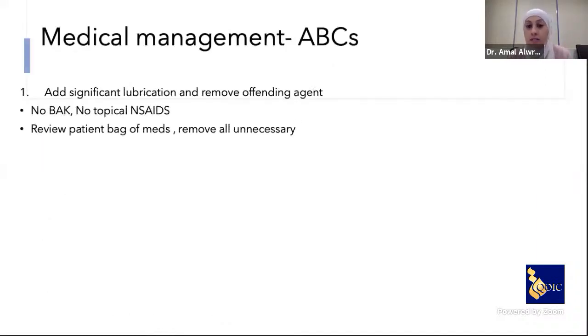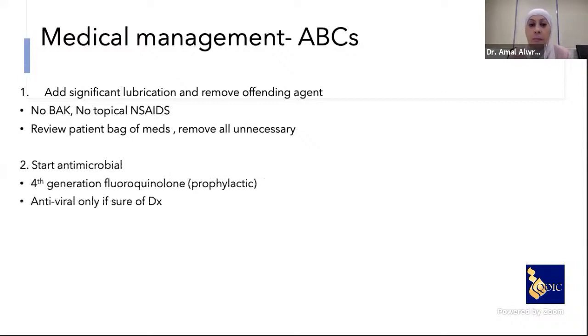So as always, we start with the ABCs. We need to add significant lubrication and remove any offending agent. Any preservative drops should be stopped. And we should always review the bag of the medications, because sometimes you might be amazed with what the patient has. Sometimes the patient will not tell you about all his drops. So always there is a surprise in the patient's bag of medication.